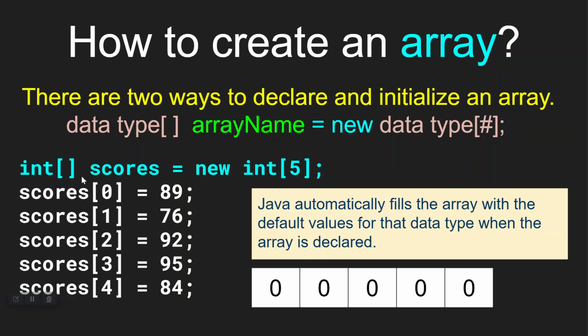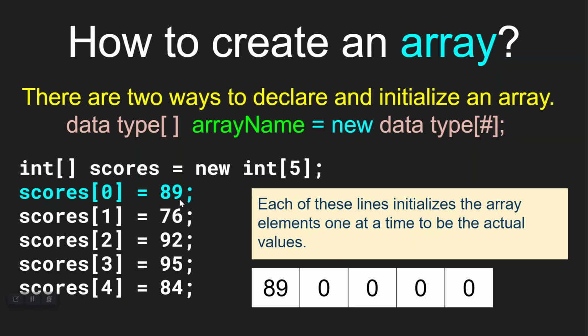So when I say int array scores equals new int 5, it creates this array down here. And then what I need to do is start going through line by line and putting, okay, this is now 89, and then scores at index 1 is 76, scores at index 2 is 92, and so on and so forth. So by the time we get to the end of this little algorithm, we've got all of our scores set in there.